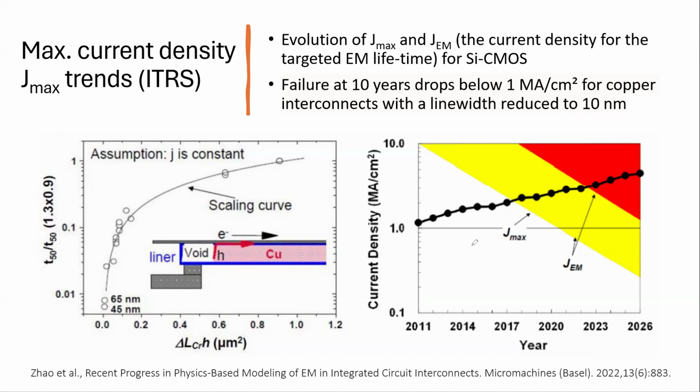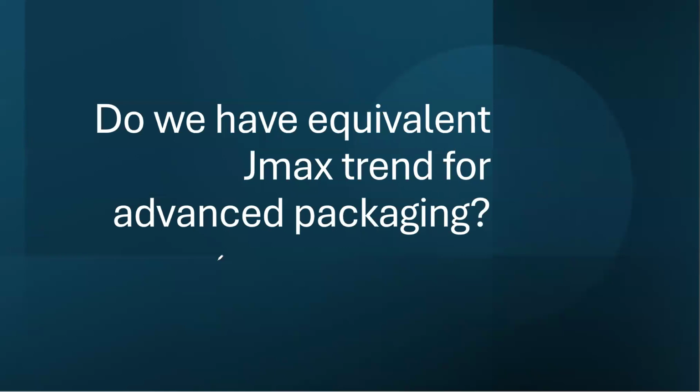And then there's only a couple of companies doing that, right? Other companies, Intel, Samsung, OST, and all that are small scale compared with TSMC. And TSMC will not tell you, right? They say, oh, it's okay, no problem, don't worry, right? That's what they will always say. And so do we have an equivalent JMax trend for advanced packaging? Nope. Not yet. Maybe in the future, maybe.